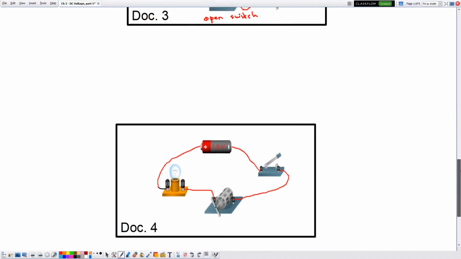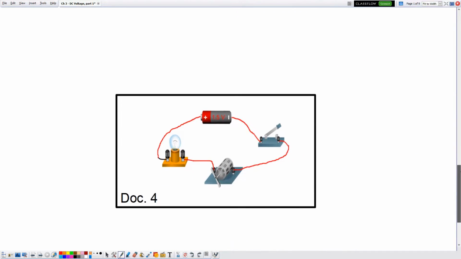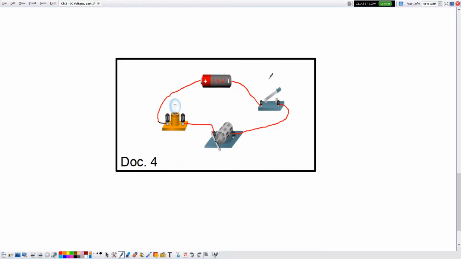Similarly, if we place the switch now between the motor and the battery, this switch is an open switch, and this circuit is an open circuit because the switch is opened. For this reason, the value of the electric current in this circuit is 0. Okay.